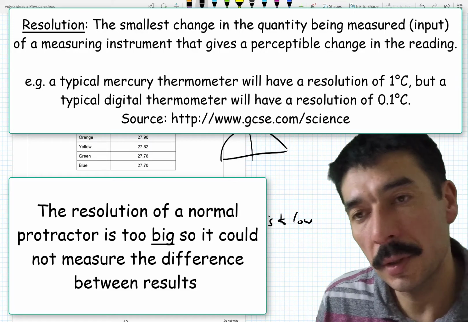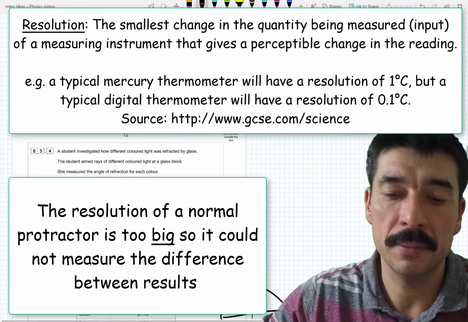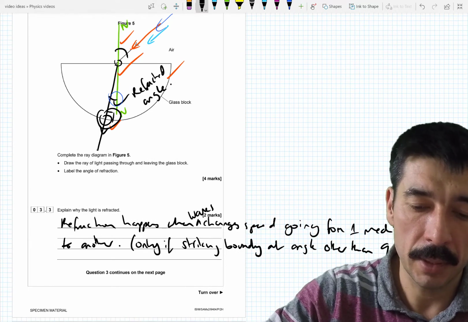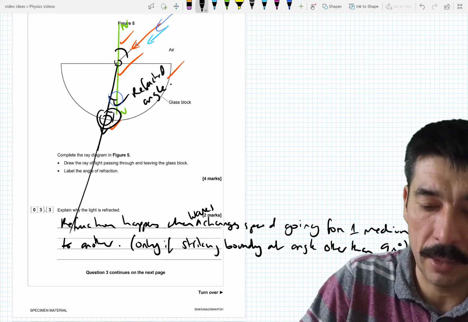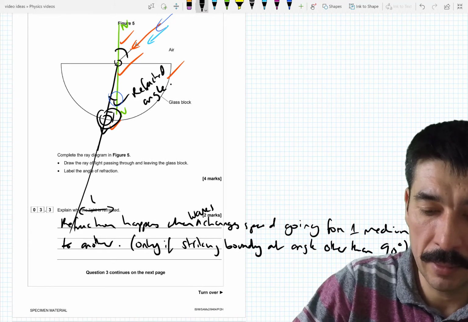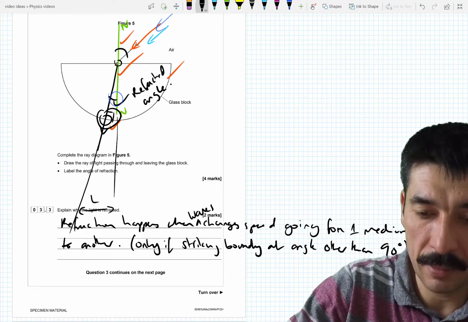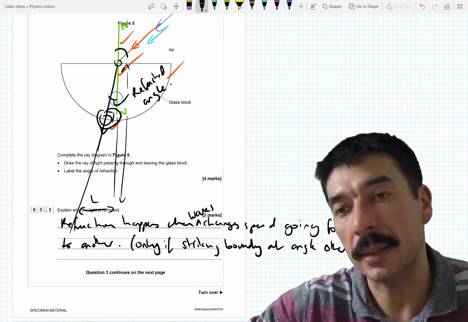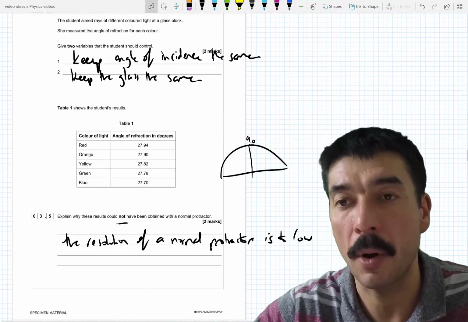So you would have had to have used a different method. In fact, what they probably would have done is continued this ray onwards, and then they could have measured this length from there to there and known this length as well, and used trigonometry and the lengths to calculate the angle, which would have been a probably more accurate way of doing it.